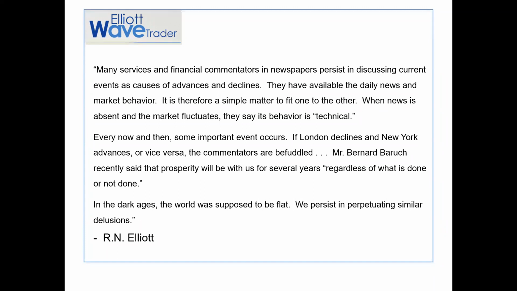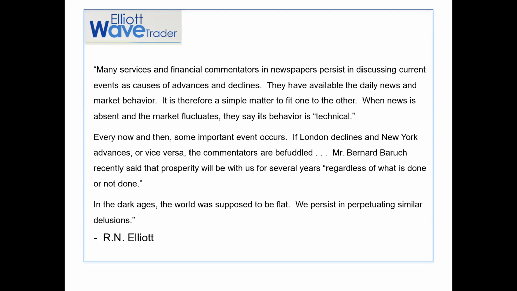Now, Mr. Bernard Baruch recently said, and this is quoting Elliott, that prosperity will be with us for several years, "regardless of what is done or not done." Elliott went on to say, "In the Dark Ages, the world was supposed to be flat. We persist in perpetuating similar delusions."